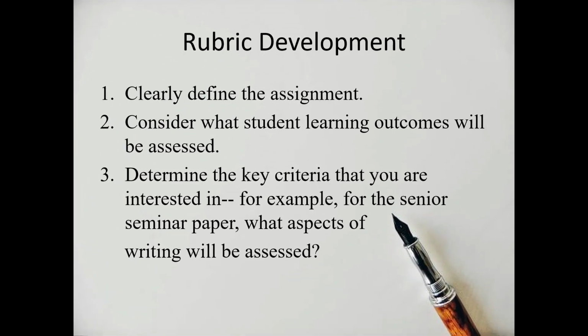Rubrics development. So first is to clearly define the assignment. What are the common expectations across instructors? Second is to consider what student learning outcomes will be assessed. For example, for a senior seminar paper, outcomes related to writing and critical thinking may be assessed, as well as more discipline-specific outcomes. Third is to determine the key criteria that you are interested in. For example, for the senior seminar paper, what aspects of writing will be assessed?